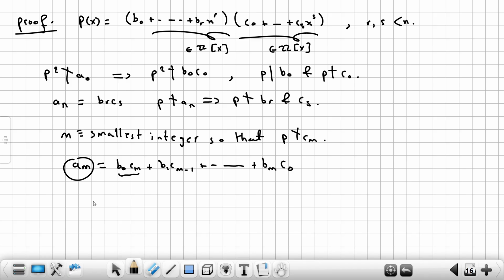Now am is not divisible by p, then am is equal to an, since the only coefficient in p of x not divisible by p is an. This means that m equals n. A contradiction. So the smallest integer so that p does not divide cm is cn, not c0. That's a contradiction. So our assumption on the reducibility of p over Q implies a contradiction, and so p of x is irreducible over Q as required.